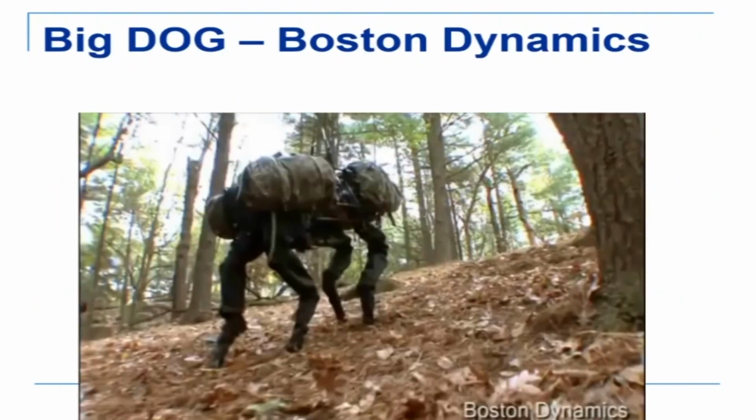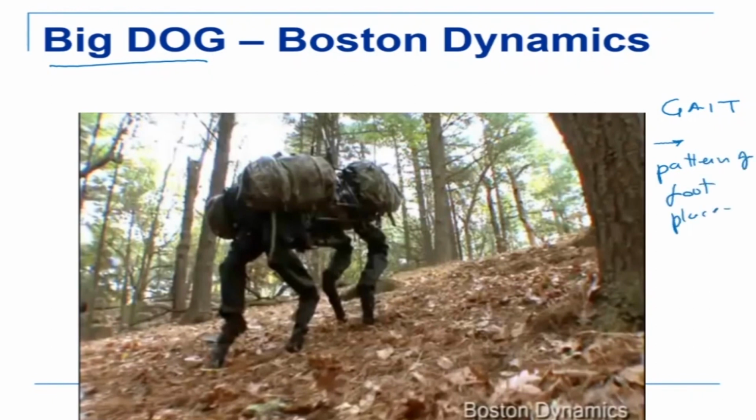Just revising, here is one of the famous quadruped robots, which is the big dog made by Boston Dynamics. And we talked about gait in the previous class, and we said that gait is the pattern of foot placement.